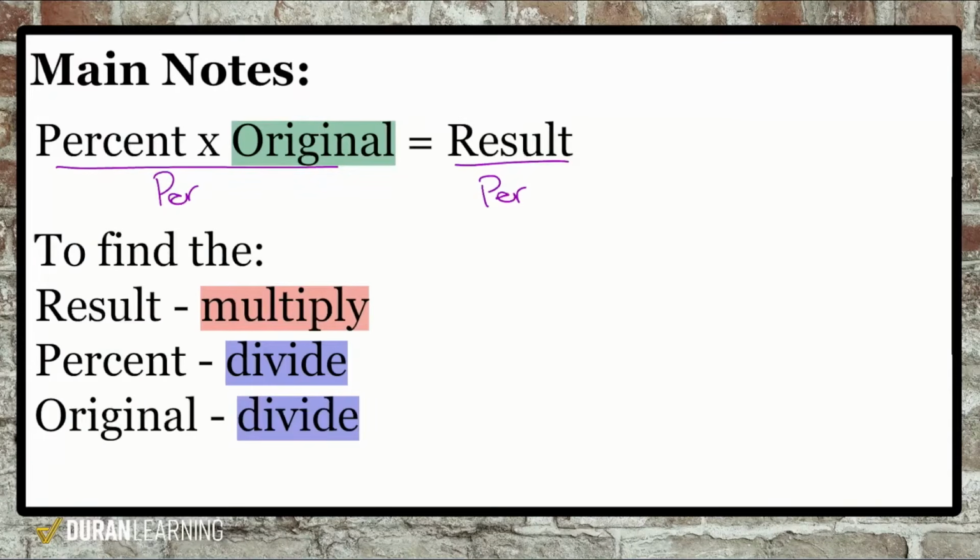Before I continue, my party people, does that make sense before we move forward? Just saying, look, if we're trying to find the result, we're working forward and we'll multiply. If we're trying to find the percent or that original value, either one, we've got to work backwards, dividing by one of the others to get it by itself. So one more time, yes or no, does that make sense before we move on to page number 3?